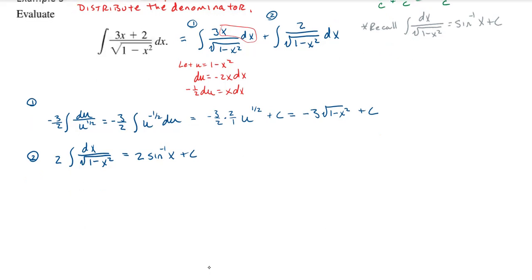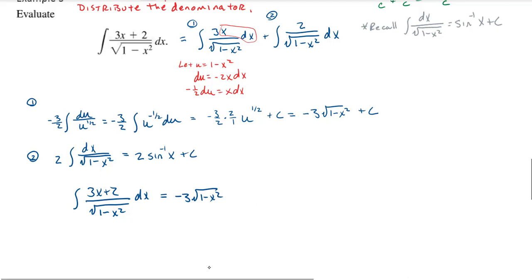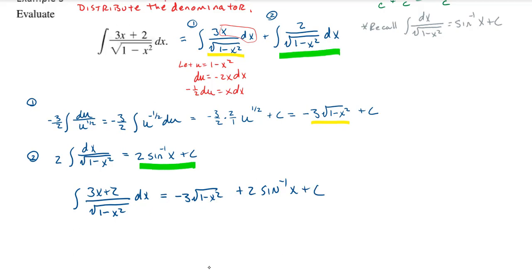So putting both of these answers together, that's going to give us that the integral of 3x plus 2 over the square root of 1 minus x squared dx is going to be equal to negative 3 square roots of 1 minus x squared. That came from this first integral, plus 2 sine inverse x plus c. And that answer came from this second integral right here. And that would be our final answer.